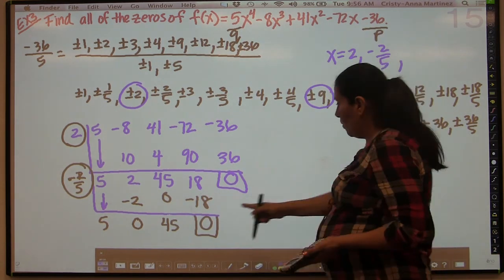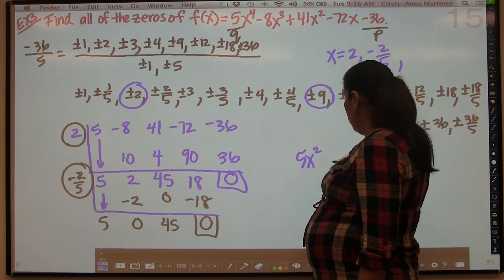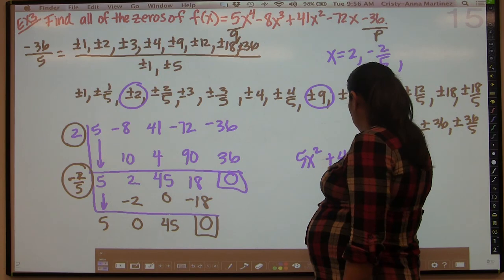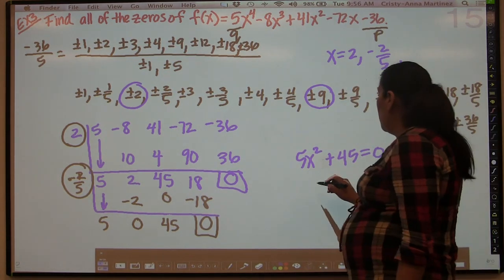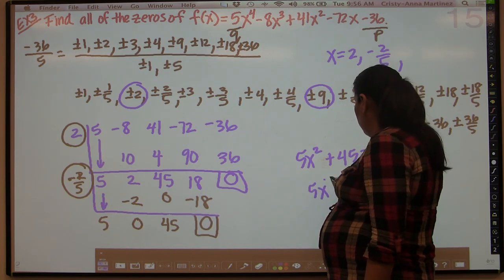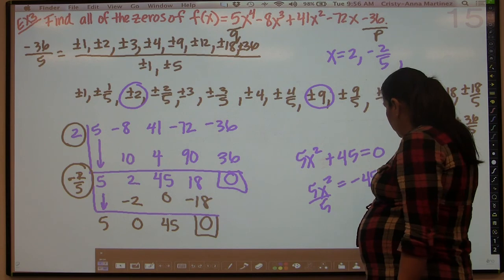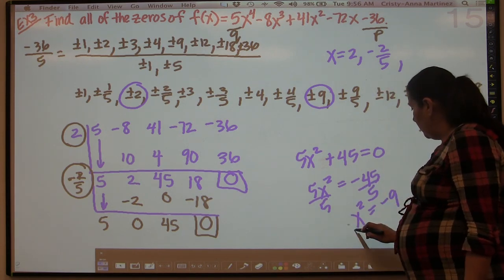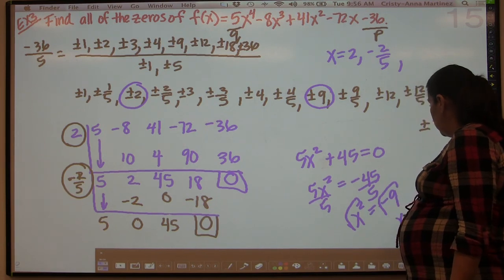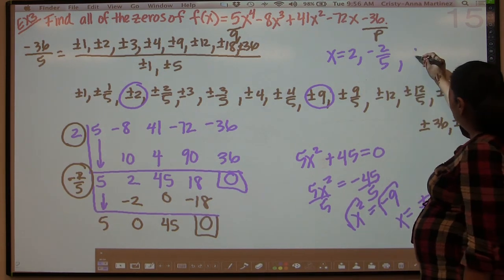So now this is a quadratic, and it says 5x squared plus 0x plus 45 equals 0. And I don't even need the quadratic formula to solve this one because I can just subtract the 45 to the other side, and then I can divide by 5. So x squared equals negative 9, and then take the square root of both sides, and x equals plus or minus 3i. And that's going to be my last 2.